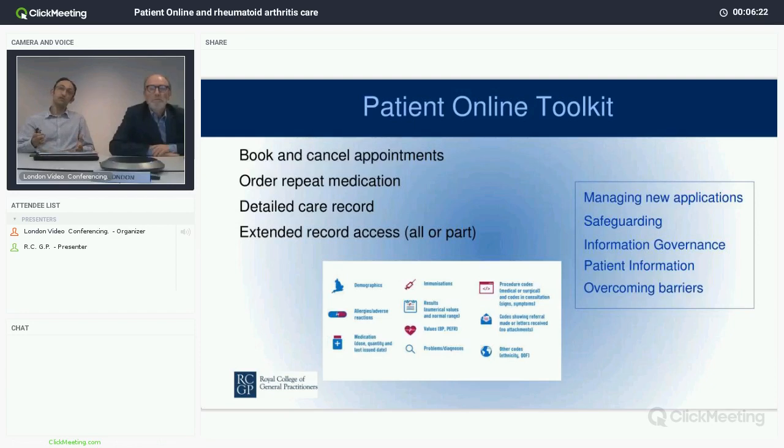I'm just going to briefly walk you through what patient online means generally. Traditionally we think of patient online as being able to book and cancel appointments and order repeat prescriptions. Lots of the work we've been doing recently has been looking more carefully at using the detailed coded record.